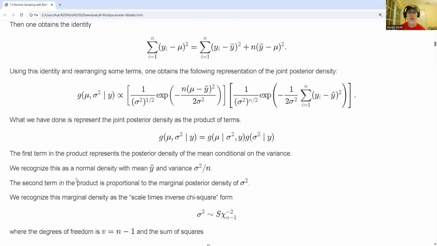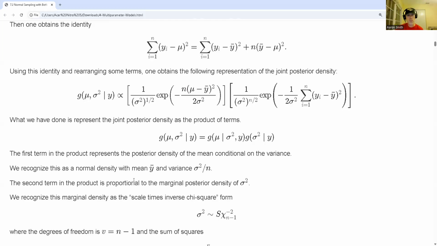Boom, look at that. Check this out. This is easy peasy lemon squeezy. If I do a little bit of dividing by a fraction manipulation, I can recognize this as mu having a normal distribution with mean y bar and variance sigma squared divided by n.